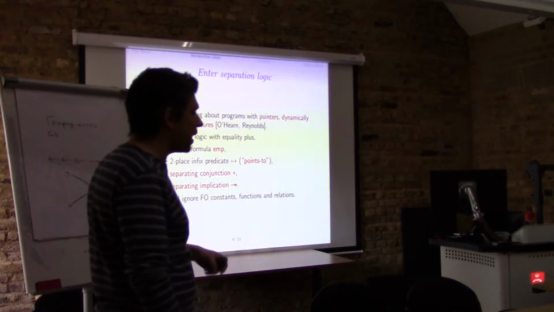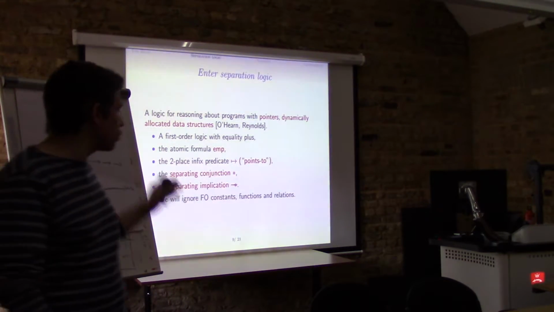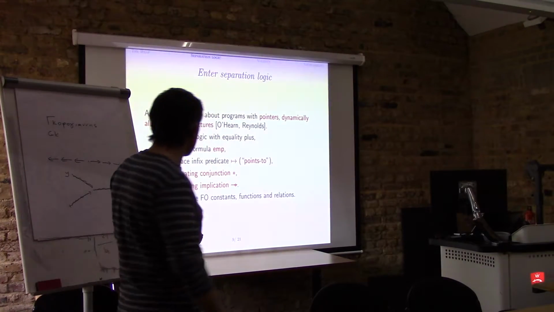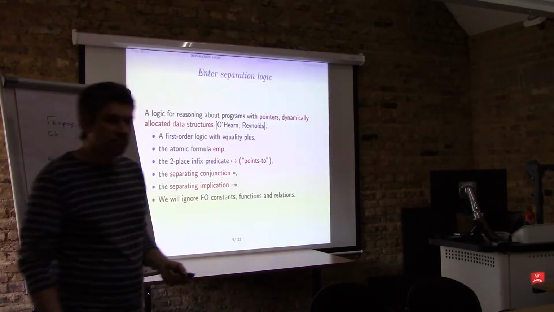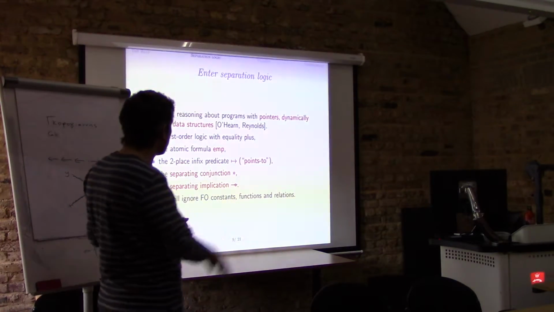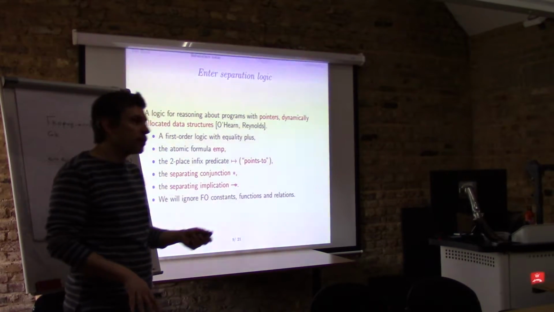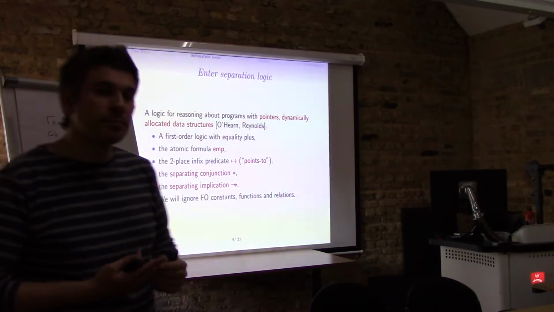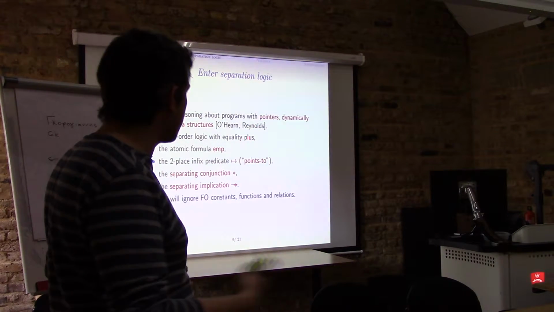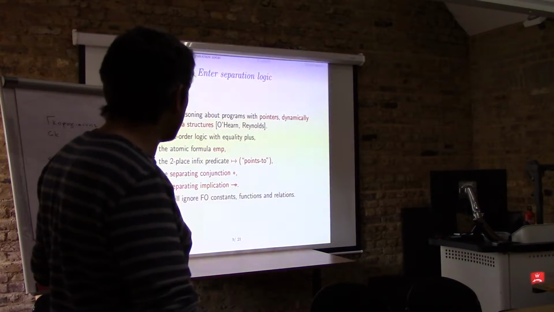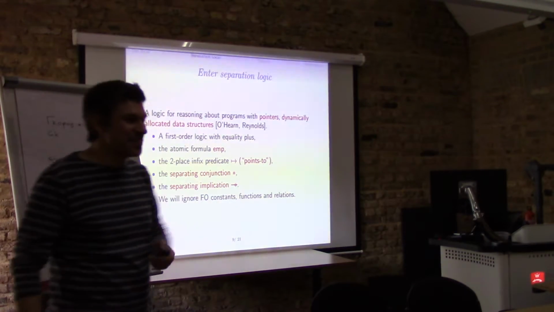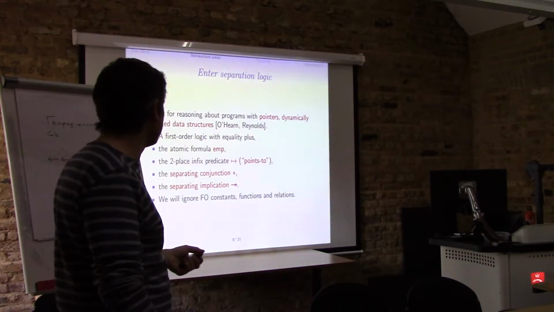We will also throw away all the constants, all the functions, and all other relations apart from equality and this nice predicate. So we throw some stuff away to again focus on the shape of the heap as opposed to the data. What is this equality plus? Where is the plus? No, there should have been a comma here. So it's first-order with equality plus all this other stuff. There's no arithmetic, definitely no arithmetic.